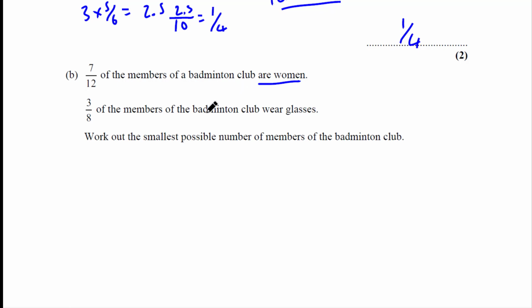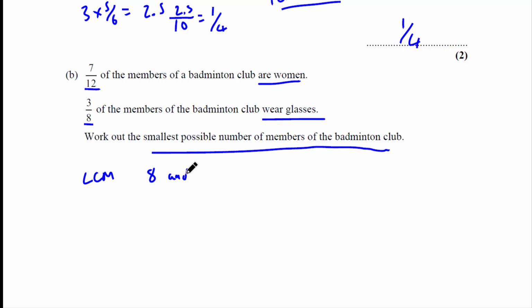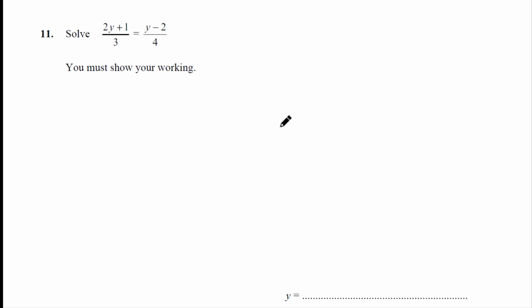7/12 of the members of a badminton club are women. 3/8 of the members of the badminton club wear glasses. Work out the smallest possible numbers of members of the badminton club. So essentially we've got 12 and 8, so we want a whole number. So for this one you find the LCM of 8 and 12, which you should know equals 24, and that's the smallest amount.